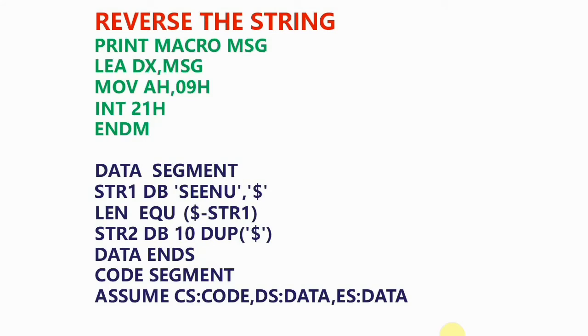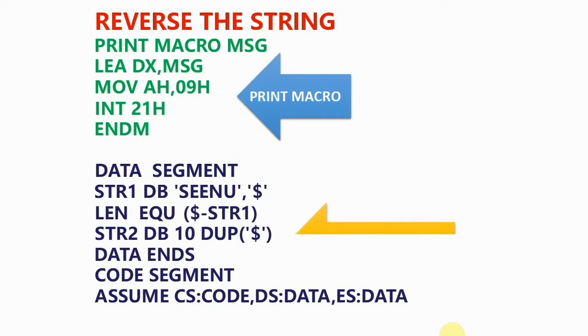So this is the program for reversing the string. For this program I'm using a macro for printing the string. You know how to print a string: you need to pass 9 into AH, then call interrupt 21H, that will print your string. So here I have declared a macro. The print macro has one parameter, that is MSG. The address of MSG is taken into DX, then move 9 into AH, interrupt 21H and ENDM. This will print our string.